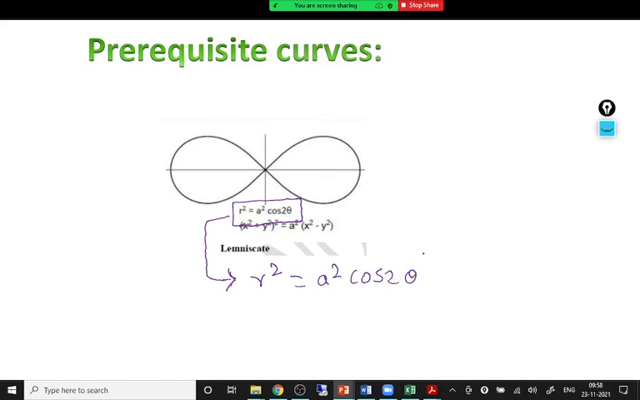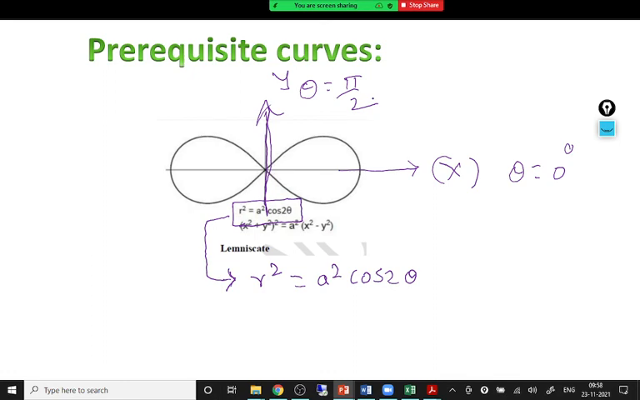This graph is like an infinity symbol, which is symmetric about the x-axis. In polar we say the x-axis is the initial line, that is theta equal to 0 degree. And this is the y-axis, known as the line perpendicular to the initial line, that is theta equal to pi by 2. So that is the graph of a lemniscate.